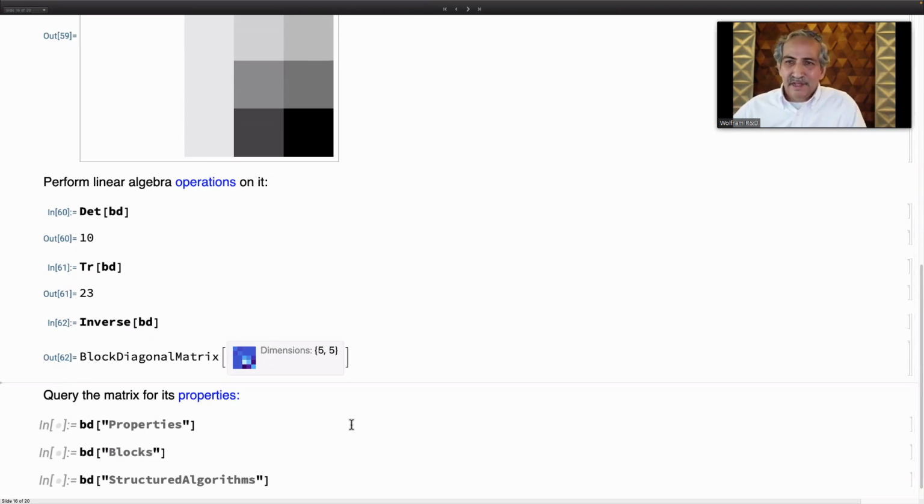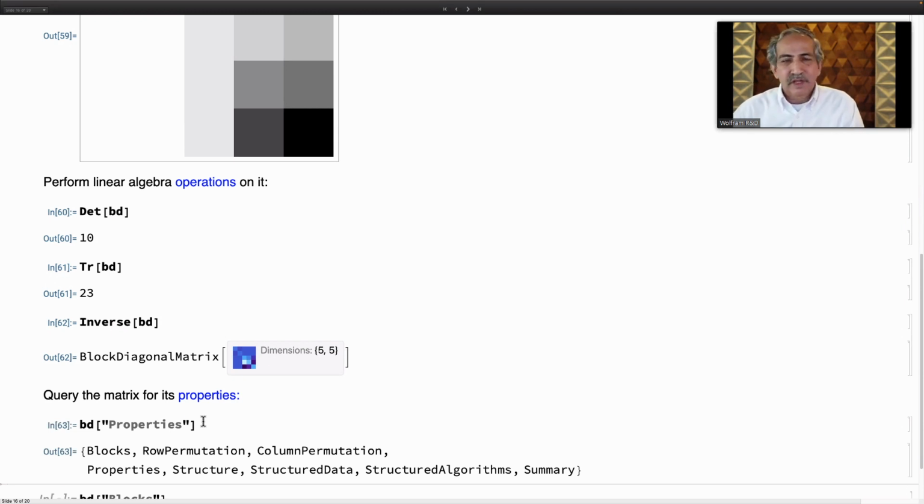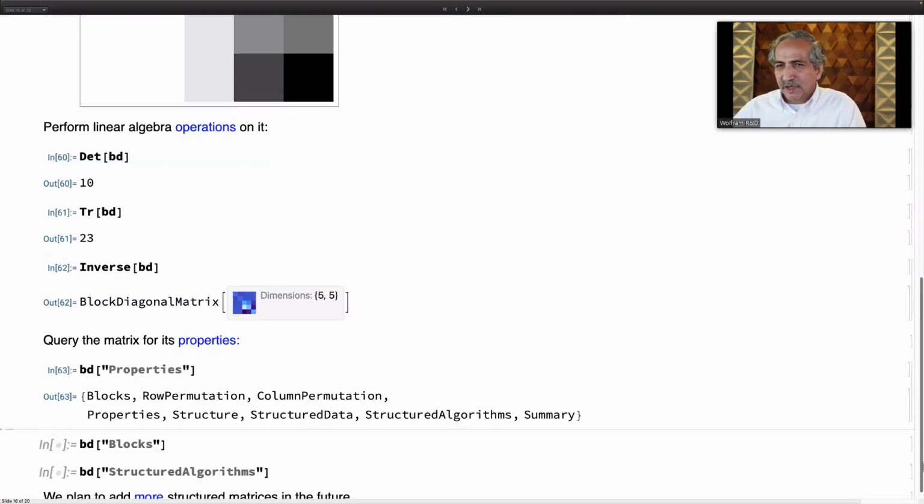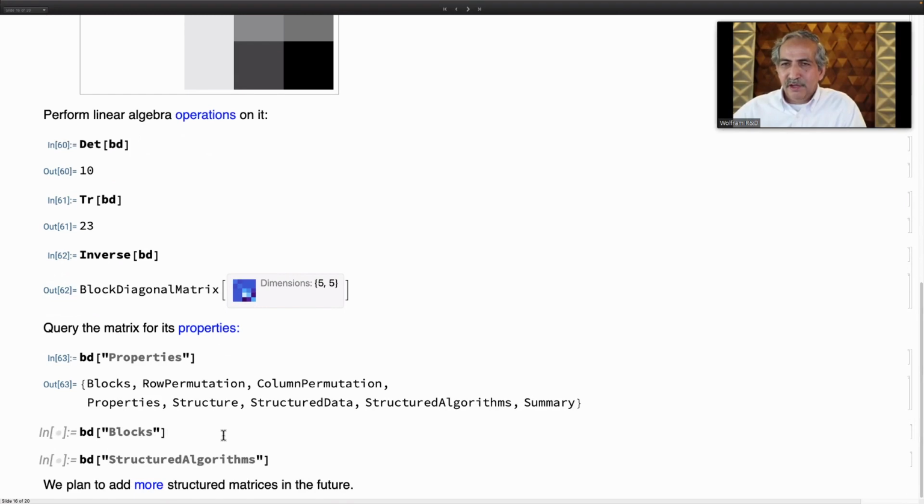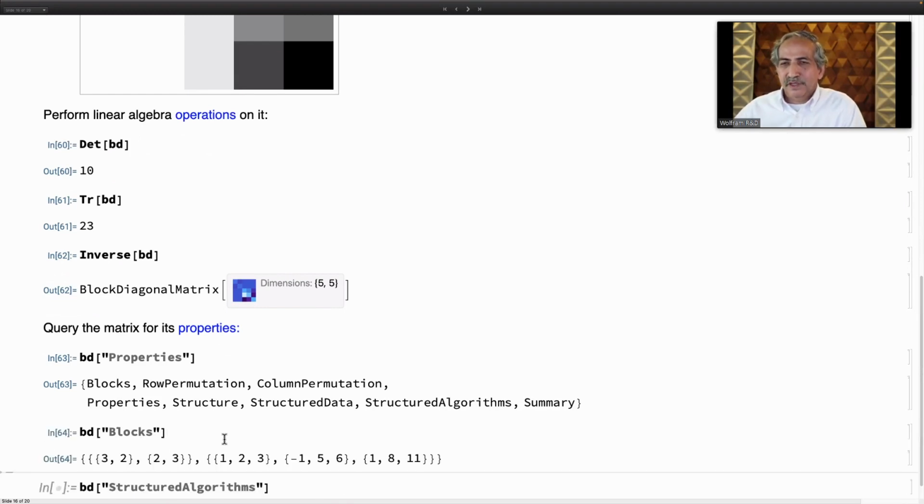Now, the nice thing about these matrices is that they know a lot about themselves. They are self-aware. They're like intelligent matrices. So you can ask this matrix, okay, what are your properties? It'll tell you, I know about my blocks. I know my permutations, what have been done to make me nice and structured, etc. So then you can ask it, okay, go ahead, tell me what your blocks are. And sure enough, it'll tell you what the blocks are from the definition.